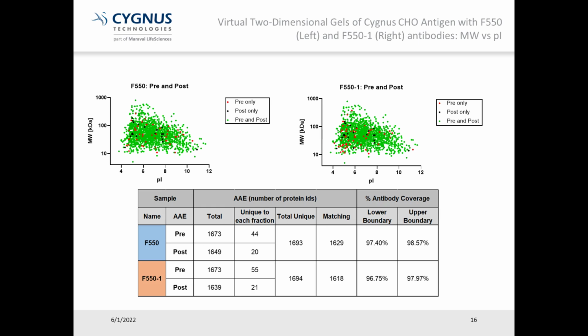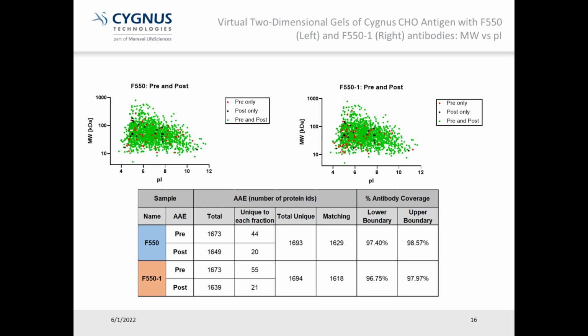Here we present the coverage analysis by antibody affinity extraction with LC-MS detection for the F550 and F550-1 antibodies. The table on the bottom shows that the coverage of the antibodies is almost identical at around 97%. The virtual gel images on the top are generated using the PI and molecular weight of the identified proteins in the pre and post AAE samples for each antibody.